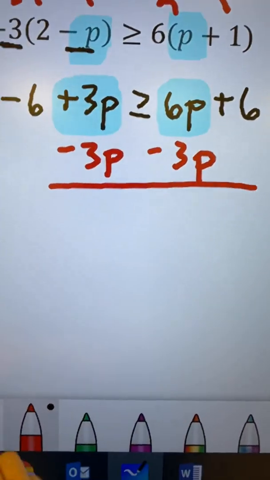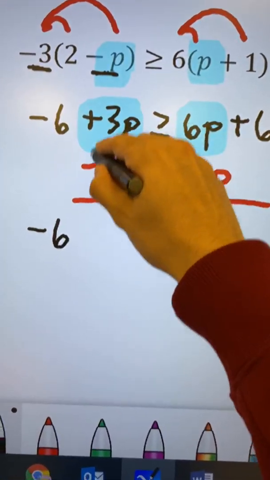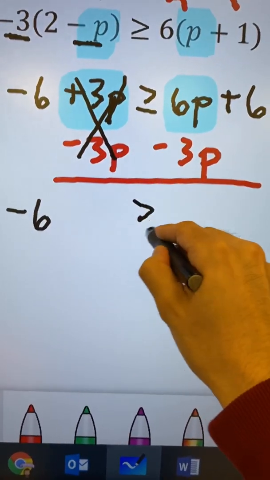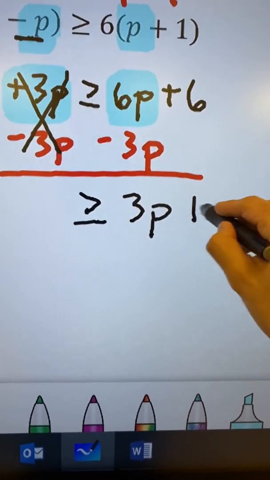And now we're just going to simplify. So we're going to get -6. This becomes a 0 pair, right? When you combine opposites, they're going to give you 0. Bring down your inequality sign. 6p minus 3p is 3p. And I'll bring down the plus 6.